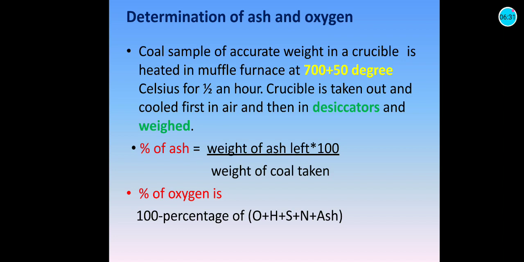Then percentage of oxygen is 100 minus the percentage of, in brackets, C plus H plus S plus N plus ash content. Here O means oxygen, H means hydrogen, S sulfur, N nitrogen.